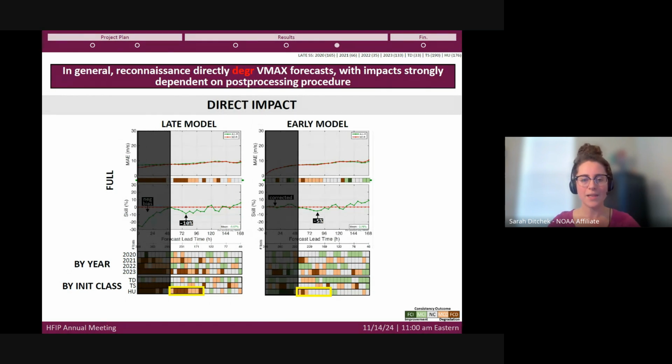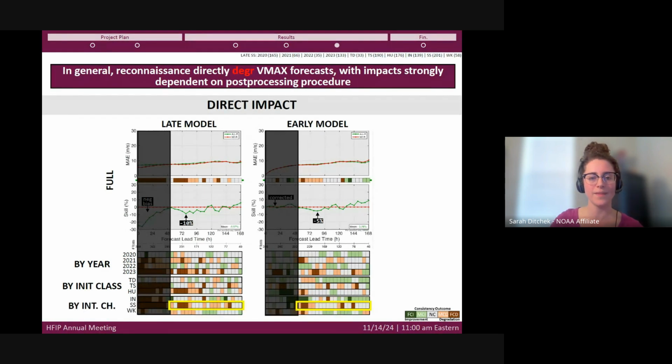Now, again, since Sippel et al. found that stronger TCs had improved Vmax performance with the additional data, perhaps the degradation found in this study would have been even worse without this additional data. Next. And finally, while late and early model Vmax results were more similar when stratifying by ongoing intensity change, in particular, Recon obs degraded Vmax forecasts mostly for steady state TCs, but slightly more so in the late model. Again, this could lead to that discrepancy seen up top.